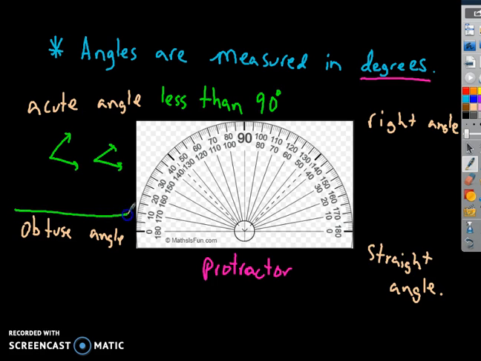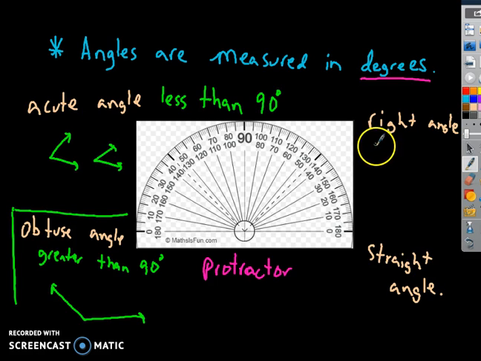Obtuse angles are different because they are greater than 90 degrees. So they're really wide. So it's something that's bigger than 90. So this is obtuse. A right angle equals 90 degrees.